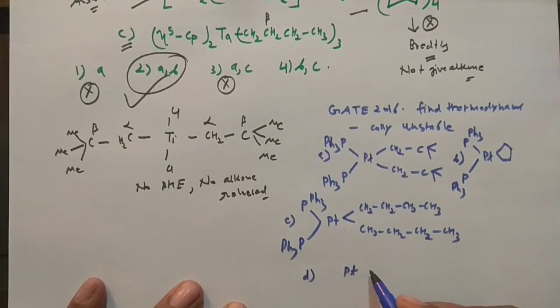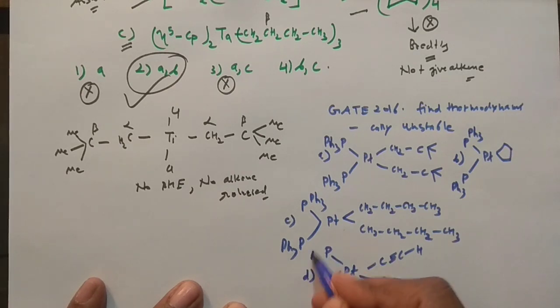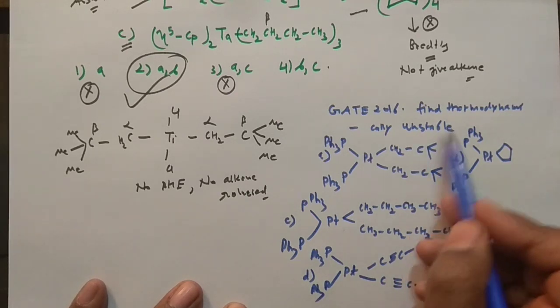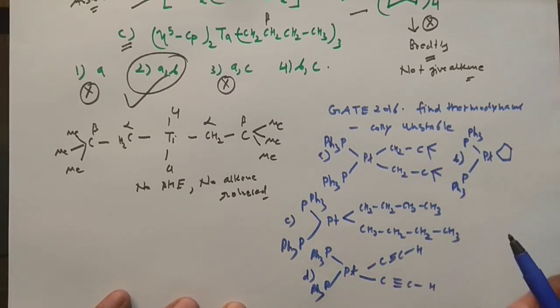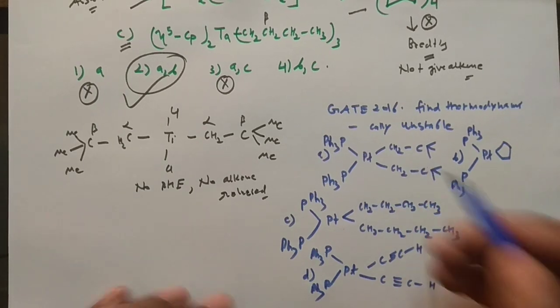And the last option they have given: platinum, carbon triple bond carbon and hydrogen, carbon triple bond carbon and hydrogen, and then here PPh3, and PPh3. They asked which one is thermodynamically unstable. So obviously, see this now.